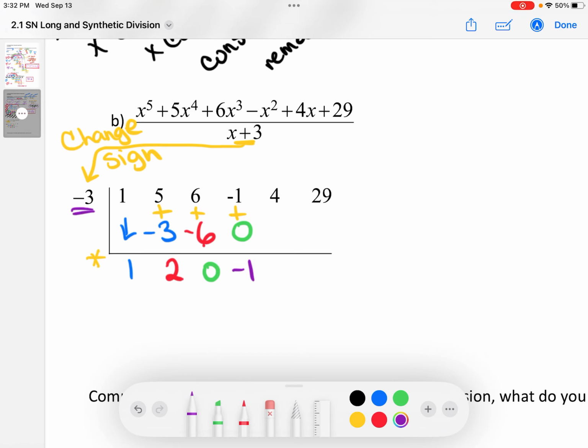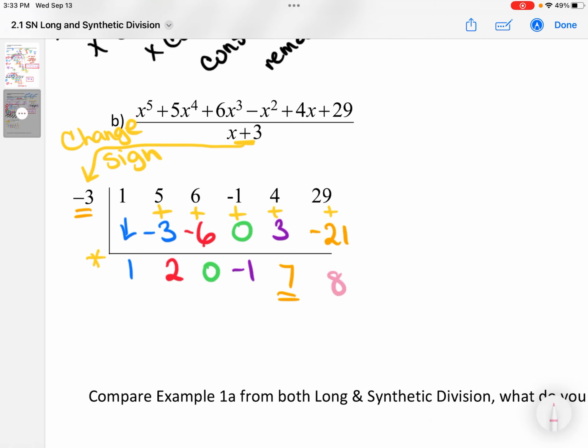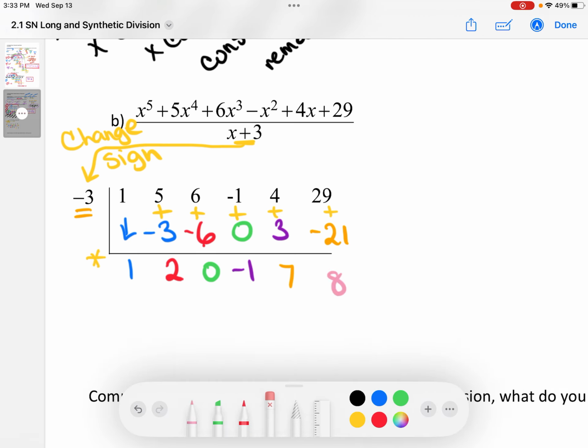Then we multiply -3 times -1. That's a +3. And we add. And that gives us 7. Then we multiply -3 by 7. We get -21. And then we add. And we get 8. Nothing else to multiply by. We can't bring down extras. So this represents the values in our final answer.